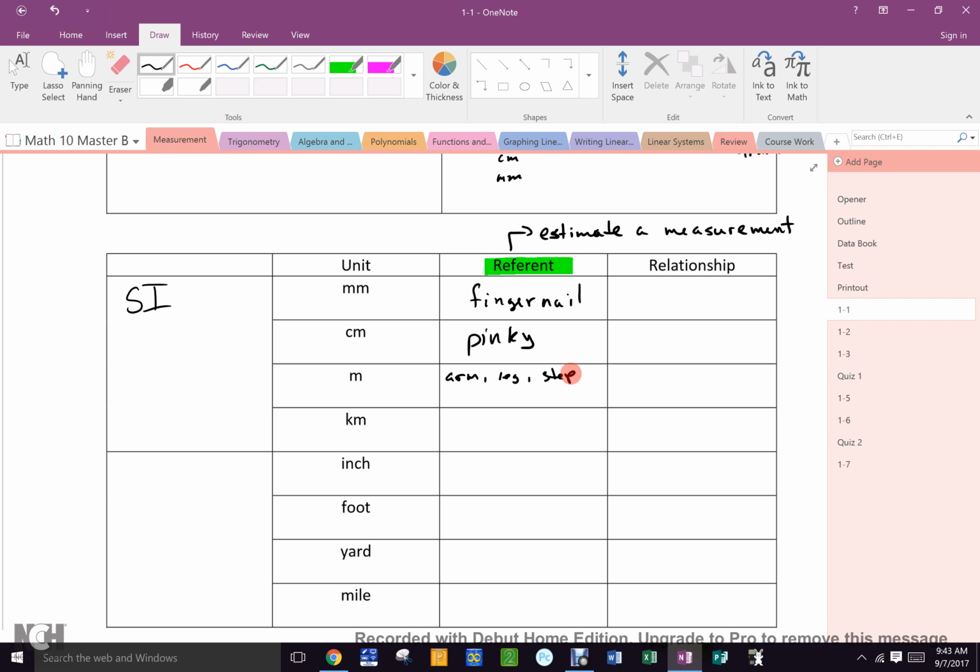Kilometers are tough, right? Because there's no body part that's a kilometer. How would you come up with a referent for a kilometer? What would you say? 10 steps? Kilo means 1,000. So it would be 1,000 steps. Okay, so Lexi says 1,000 steps. Right? What else could we use?